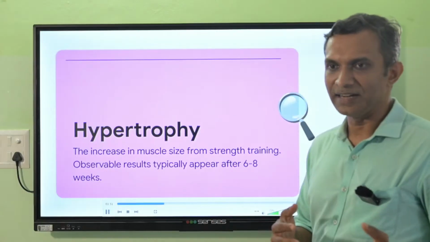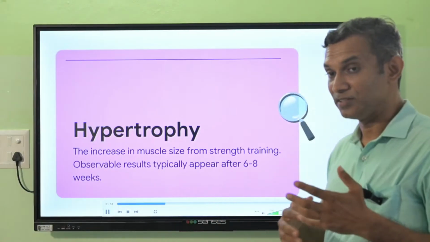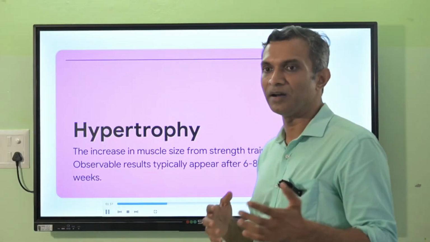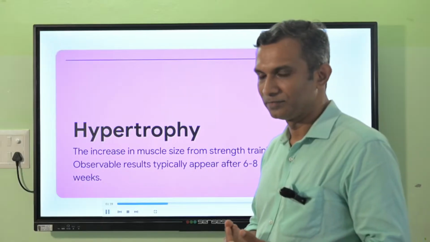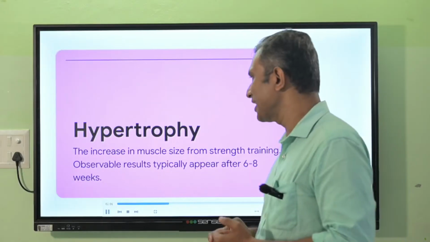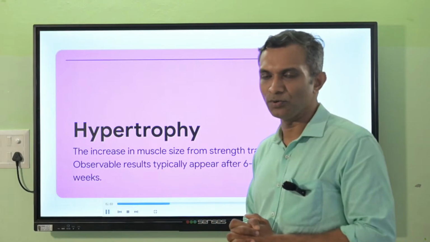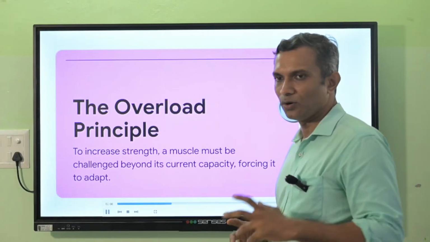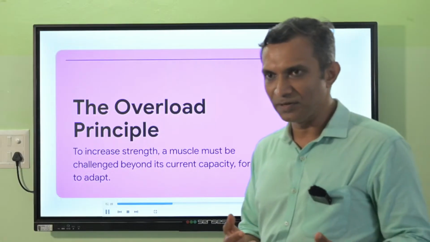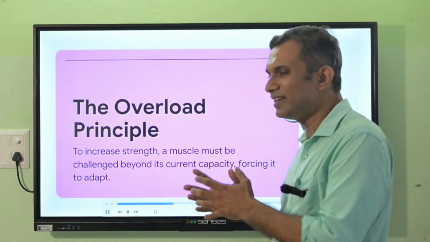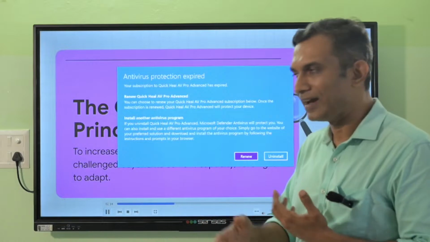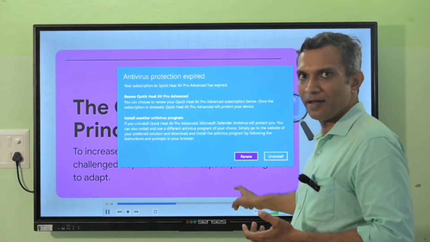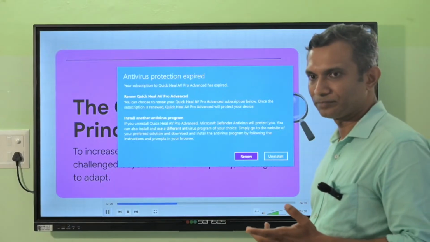The hypertrophy, as we said, after 6 to 8 weeks, the muscle pattern or the muscle bulk becomes observable. So that aesthetic aspect starts appearing at 6 to 8 weeks, and with proper effort, we can have a taut body. The overload principle suggests that to increase muscle strength, we need to challenge it beyond its present status.